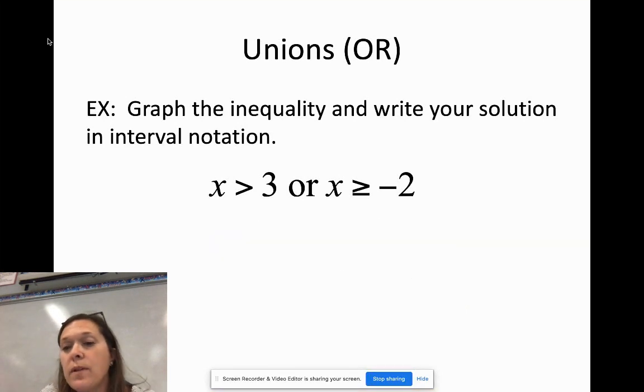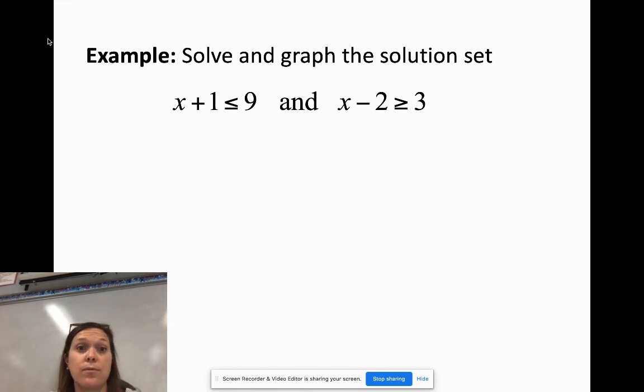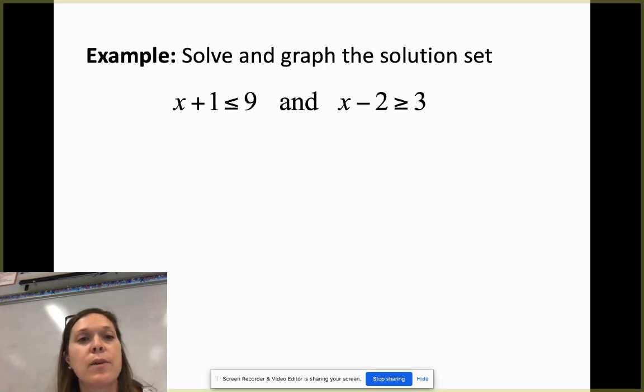Okay, so now hopefully we've got that under control. So now we can actually do some work with this. So let's go to the actual algebra portion. So here's our first compound inequality. We have an and in between. So we have x plus 1 is less than or equal to 9, and x minus 2 is greater than or equal to 3. Pretty easy inequalities to solve for.